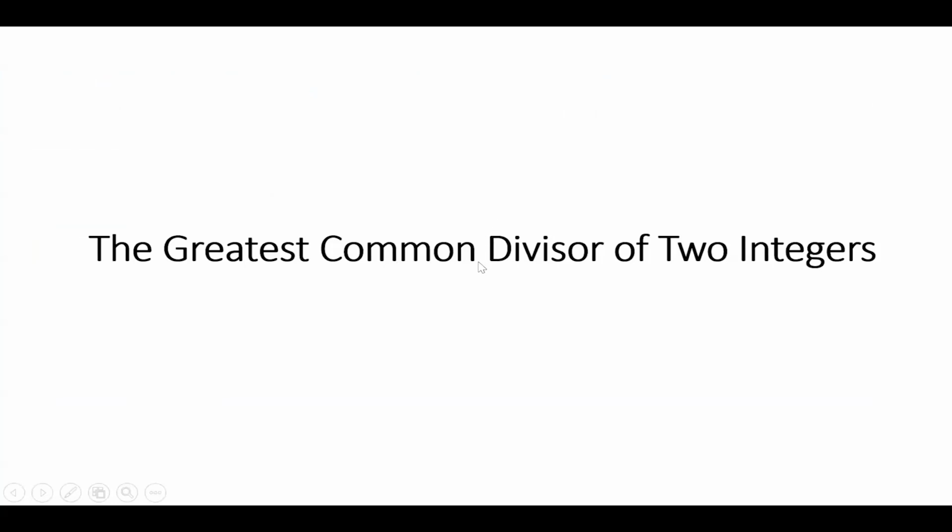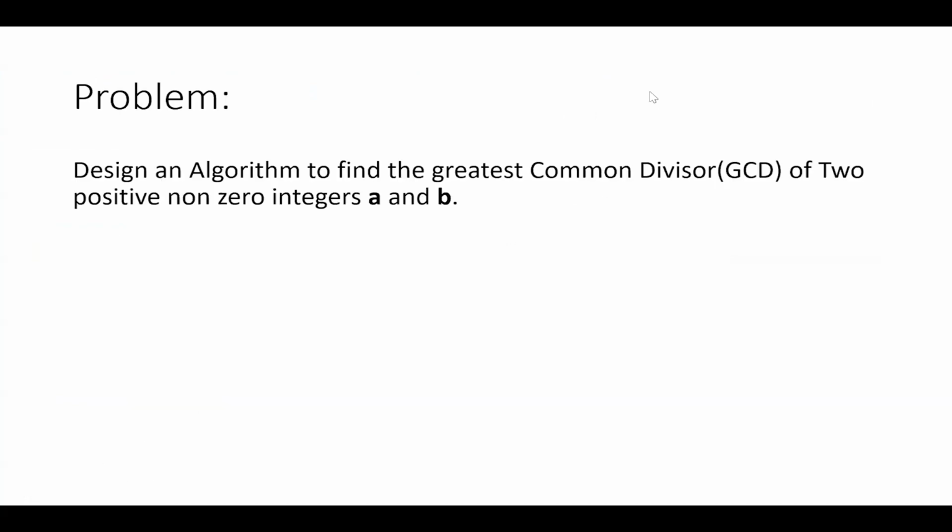So in today's session, we will be discussing the algorithm where we will see how to find the greatest common divisor of two integers. Given any two integers, design an algorithm to find the greatest common divisor, that is the GCD, of two positive non-zero integers a and b. This is the given problem statement, where we have to find the common divisor.